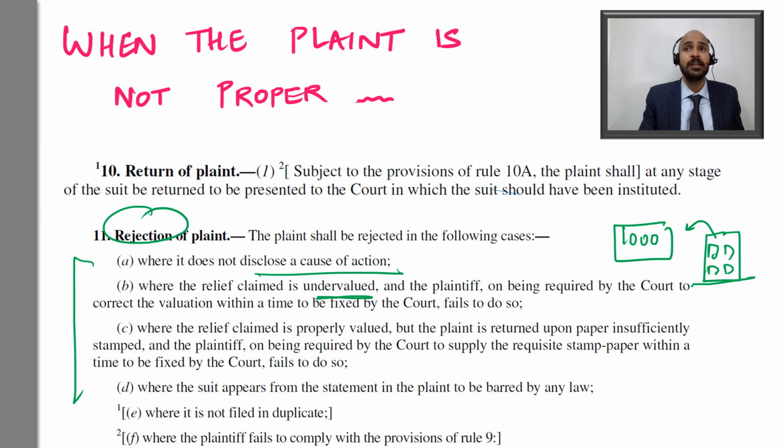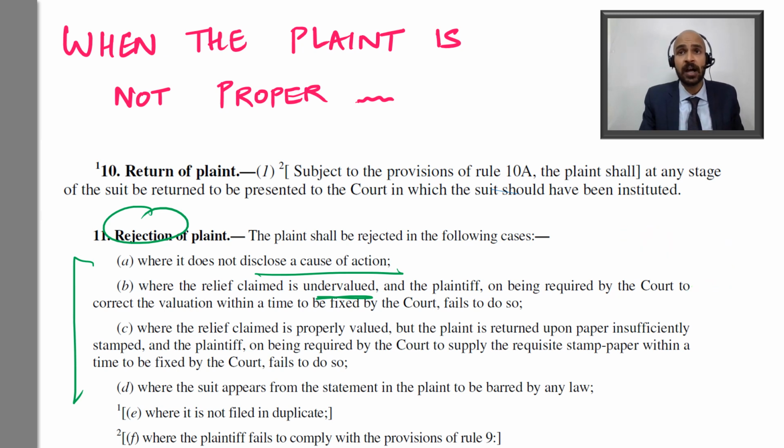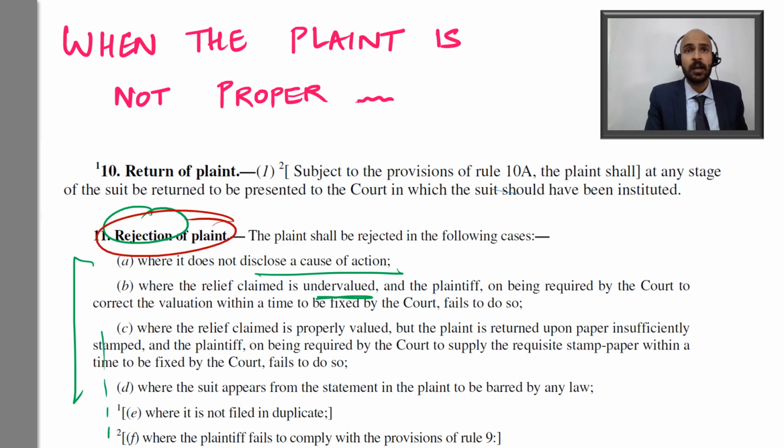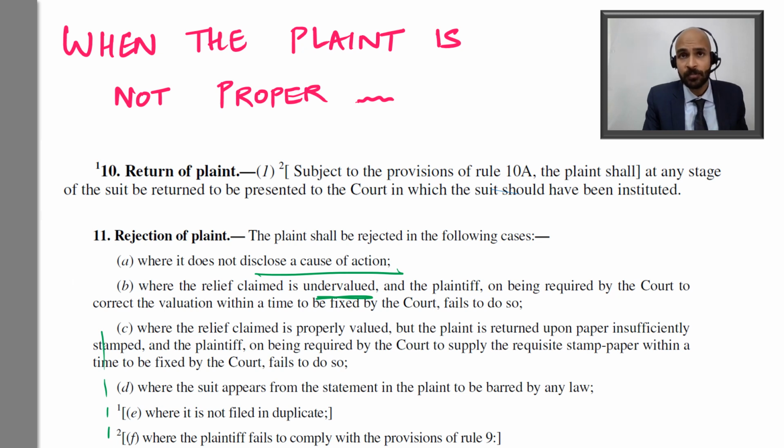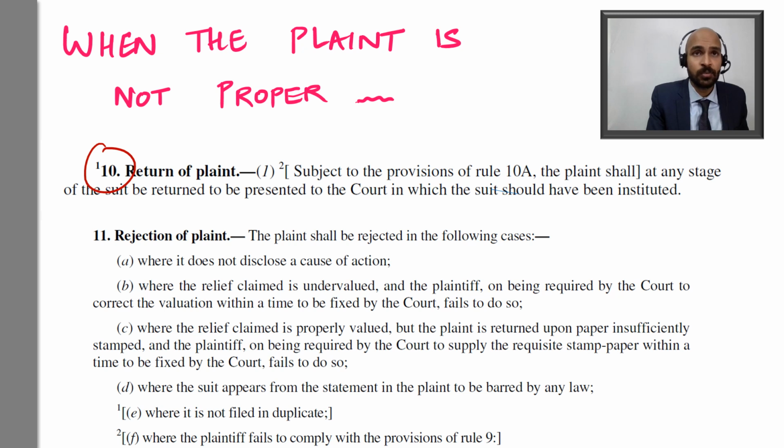So if one has done so, and even after the court has told the plaintiff to correct that, then the plaint could be rejected. So you can see here that there are other grounds which could lead to the rejection of the plaint. I'd urge you to pause the video and read this either from here or from the Bare Act. It would help you to know what the grounds of return and rejection of plaint are.